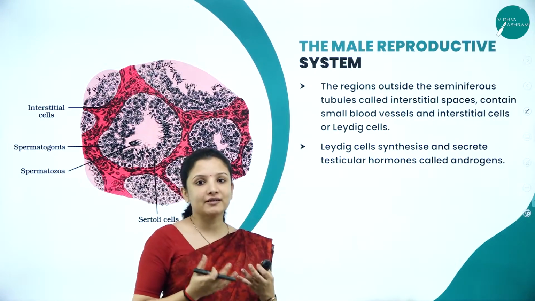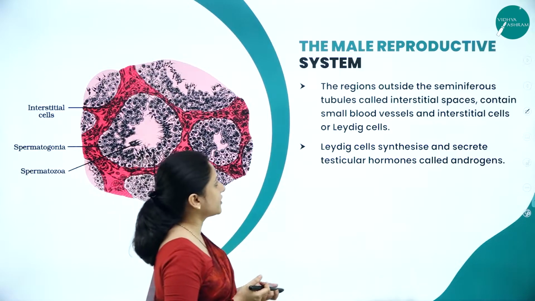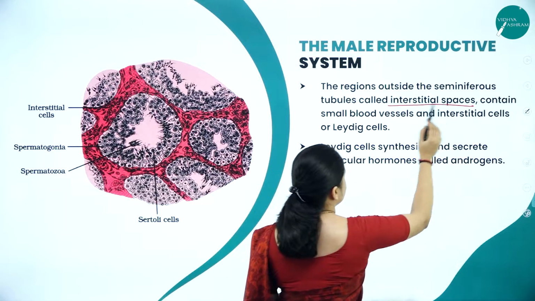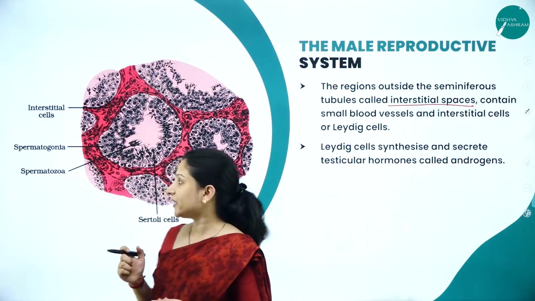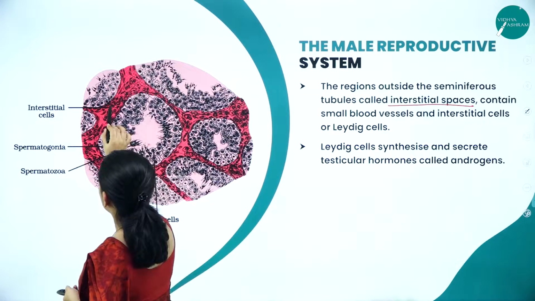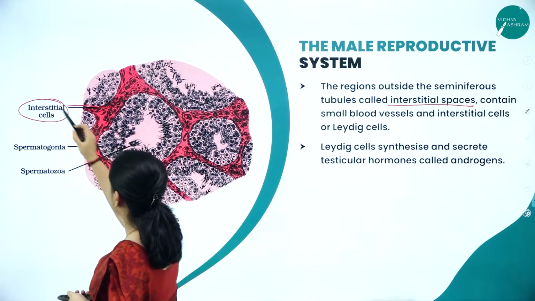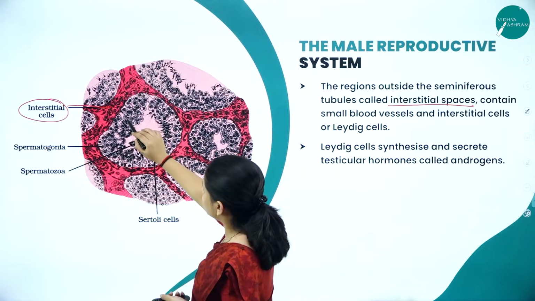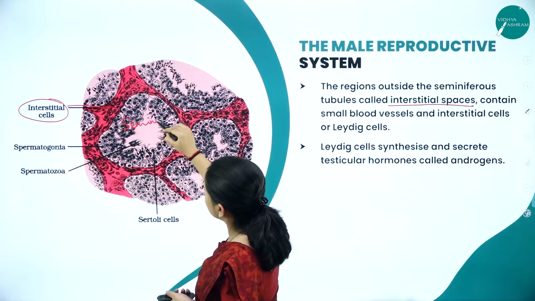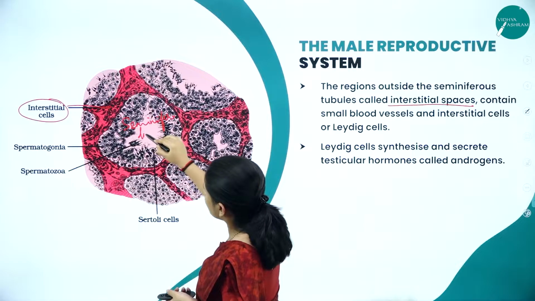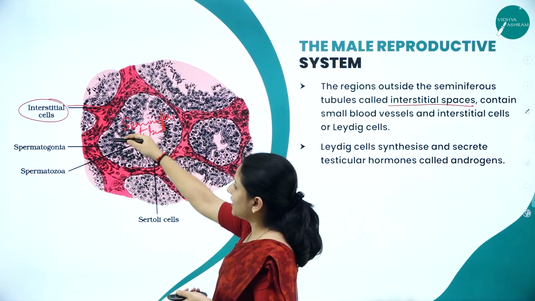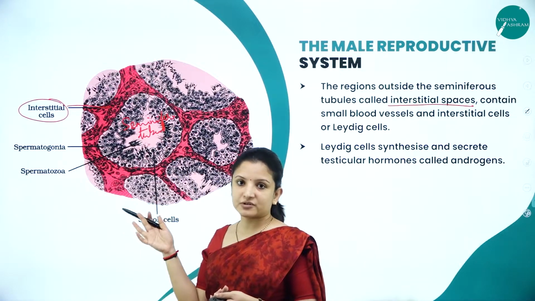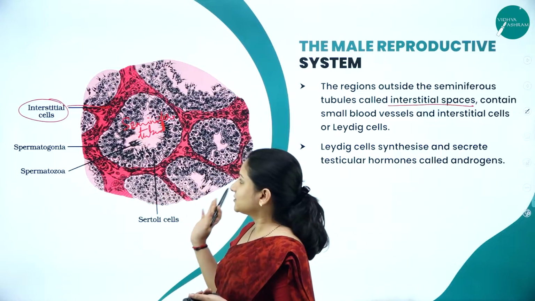And the region outside the seminiferous tubules. Outside the seminiferous tubules, there is some space which is called the interstitial space. If you can see here, these spaces are called the interstitial space. So where are these spaces present? They are present outside the seminiferous tubules, right? Because this is the seminiferous tubule, and it is lined by two types of cells, which we have already learned: the male germ cells, or the spermatogonia, and the Sertoli cells.